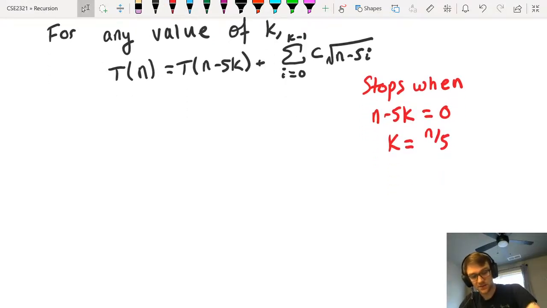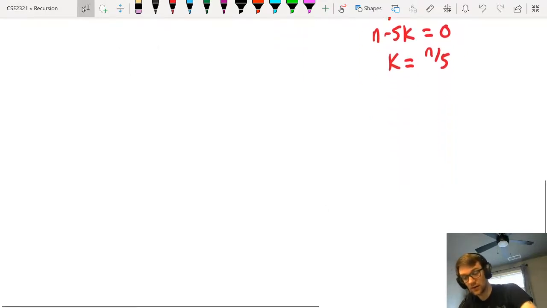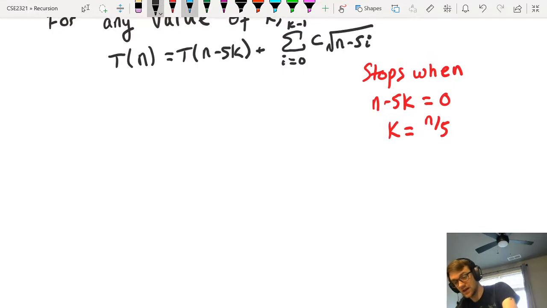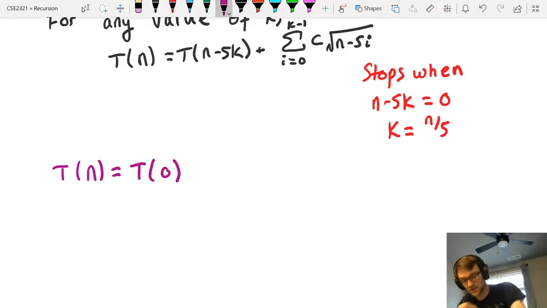We then substitute that into our expression there. So we have that, let's do it in purple, t of n equals t of 0. I know n minus 5k is equal to 0, so I don't need to do any math there, plus the summation from i equals 0 to k minus 1 of c times radical n minus 5i.